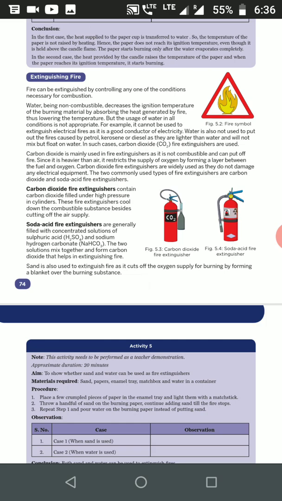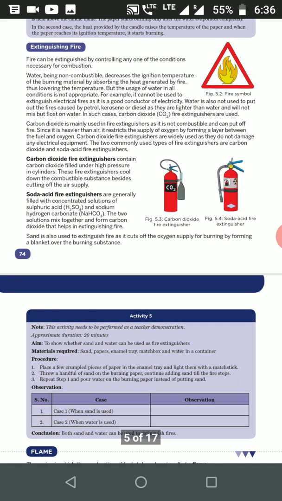The two commonly used fire extinguishers are carbon dioxide fire extinguishers and soda fire extinguishers. Carbon dioxide fire extinguishers contain carbon dioxide filled under high pressure in a cylinder. This fire extinguisher cools down the combustible substances besides cutting off the supply of air.